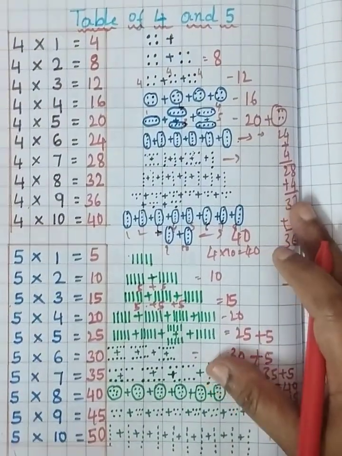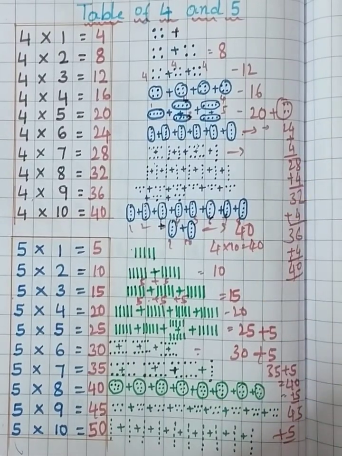So like this we have to practice the table of 4 and the table of 5 in the easy method.